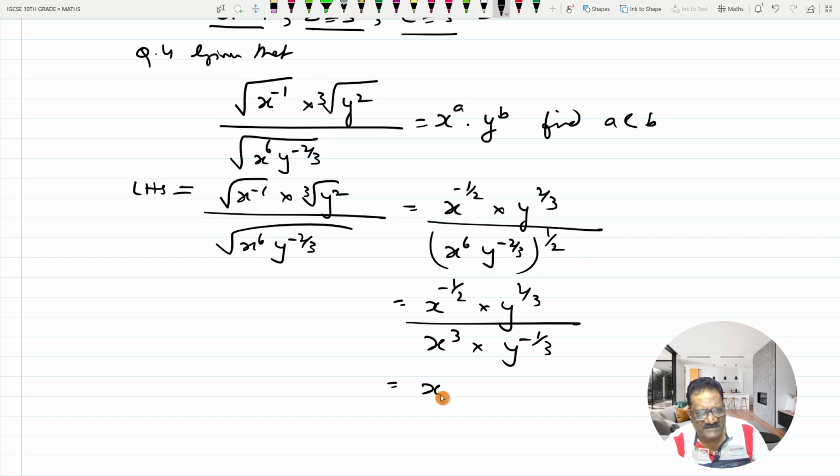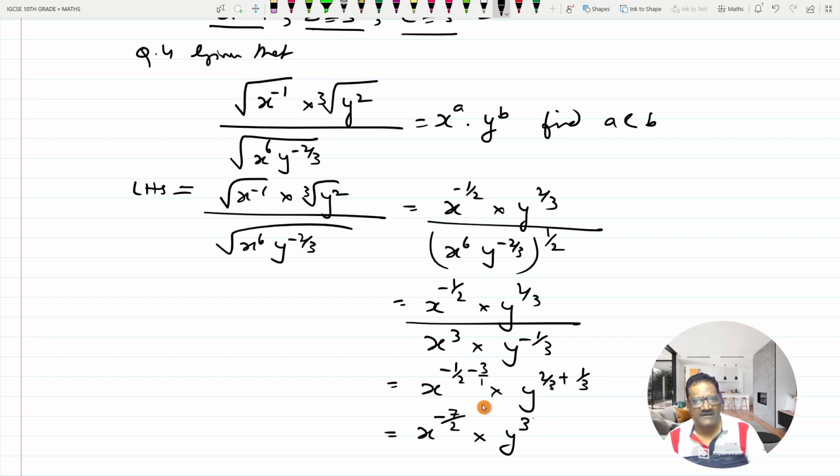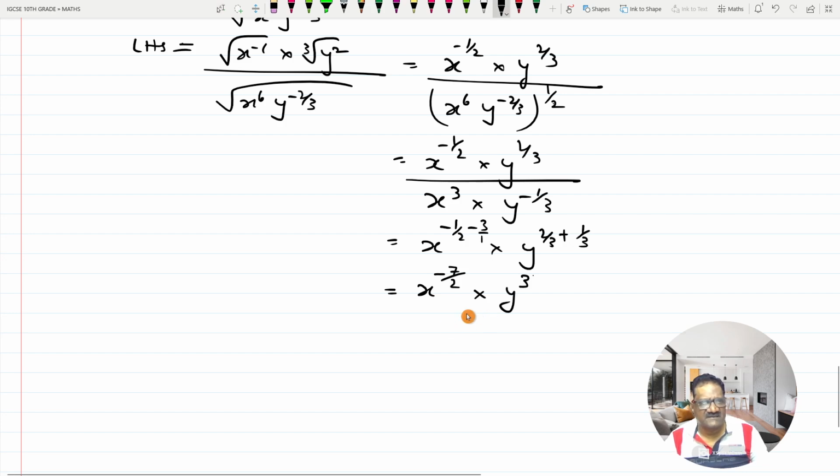Now what I'll do is x raised to this minus half minus 3 into y raised to 2 by 3, and this is minus 1 by 3, so this will become plus 1 by 3. Okay, this should give me x raised to, this is upon 1, right? So minus 1 minus 6, that is minus 7 upon 2 times y raised to, this will be 3 2s are 6 plus 3, 9, 9 upon 3 is 3. So I'm getting this y cube. Now what I'll do is, this was my left hand side.